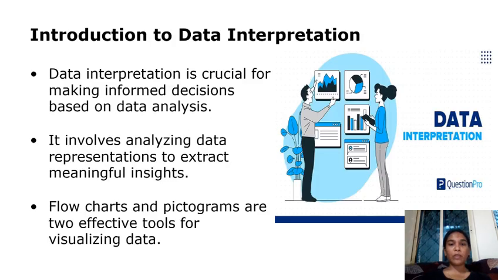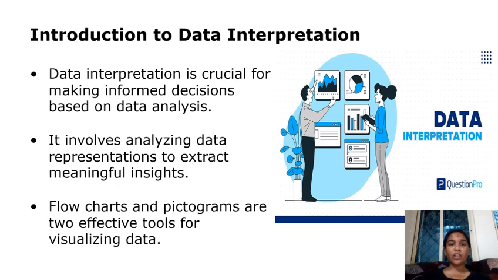Firstly, I'm going to give a brief explanation on data interpretation. It is the process of understanding, organizing, and drawing meaningful conclusions from data. It is in various formats like graphs, charts, or tables. It is more important in quantitative aptitude, research, decision making, forecast, and communication. The formats of data interpretation are tables and graphs, as I told in the slide also.